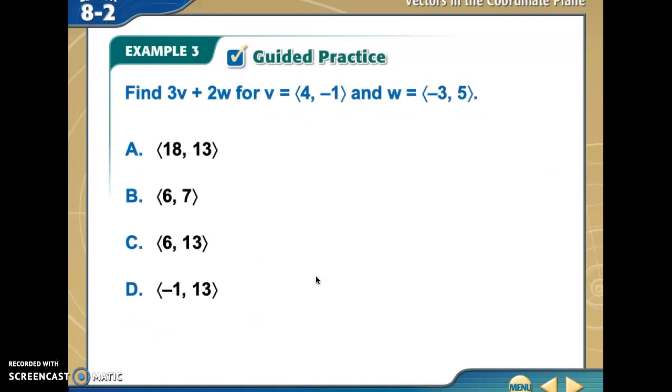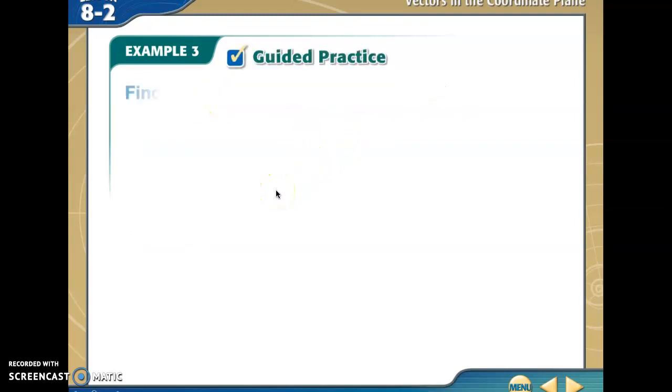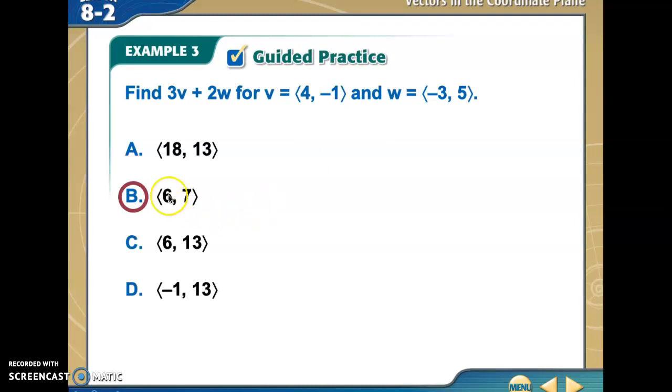This is a guided practice for you. You have to do 3v plus 2w. You multiply 3 with v and 2 with w, and then you add them together. So 3 times 4 is 12, 12 minus 6 is 6. And for the second component, 3 times minus 1 is minus 3, plus 2 times 5. So the answer would be (6, 7).